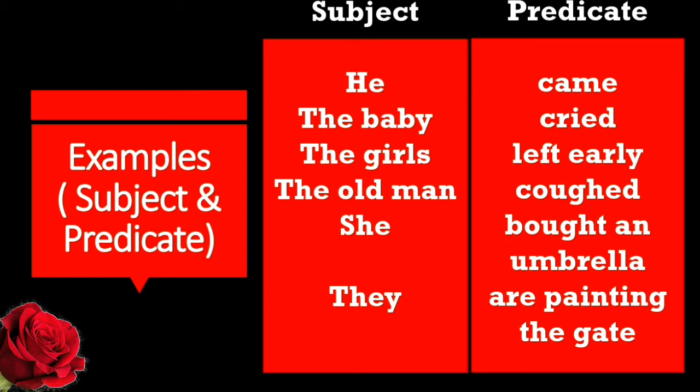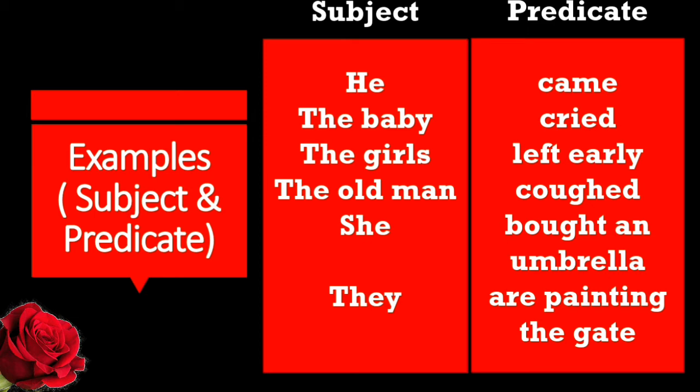She bought an umbrella. She is the subject and bought is the verb and the verb bought takes an object, an umbrella. So it is a transitive verb. They are painting the gate. They is the subject. Are painting the gate is the predicate. Here the verb is painting and it takes an object, the gate. So it is a transitive verb. Intransitive verb does not take an object.